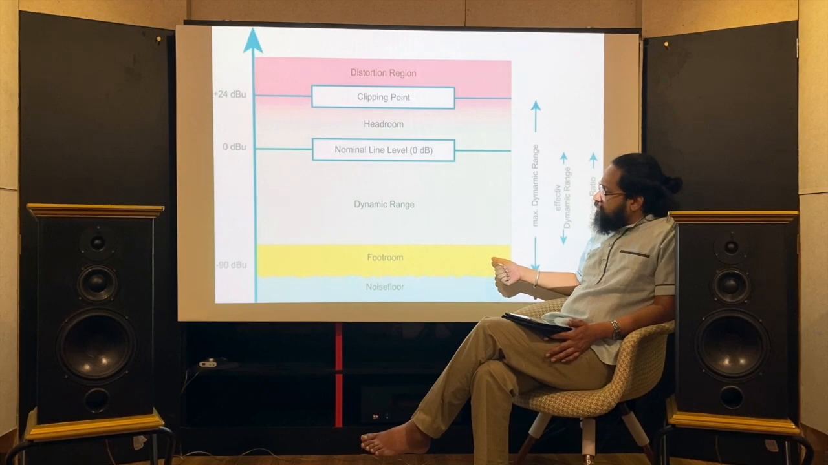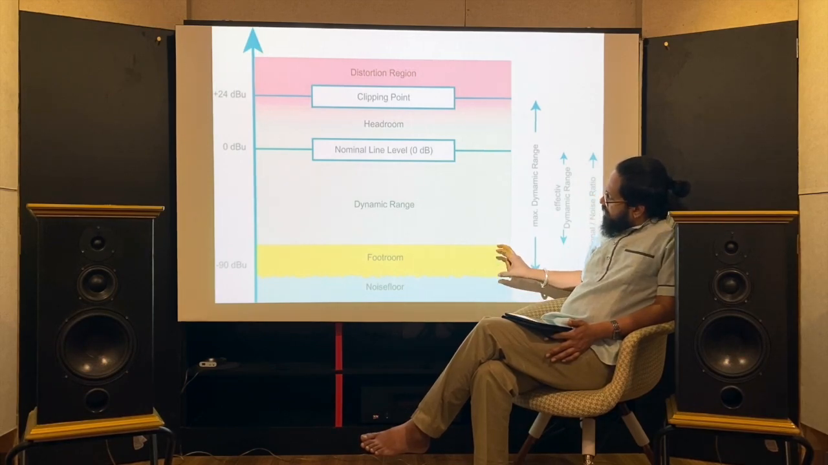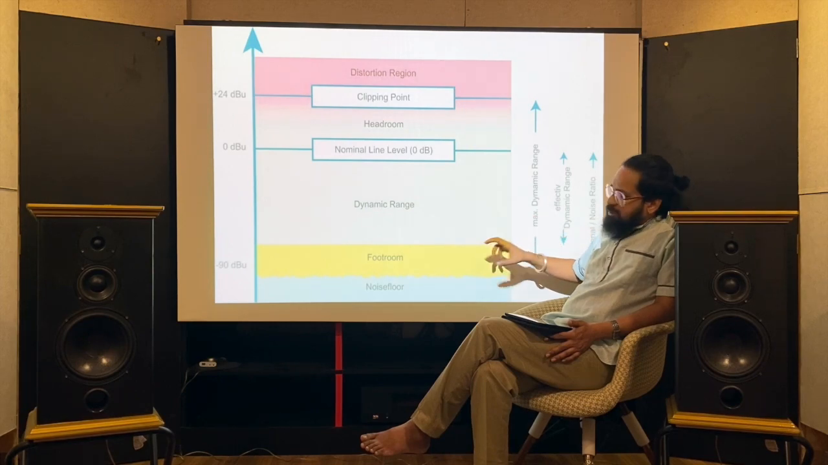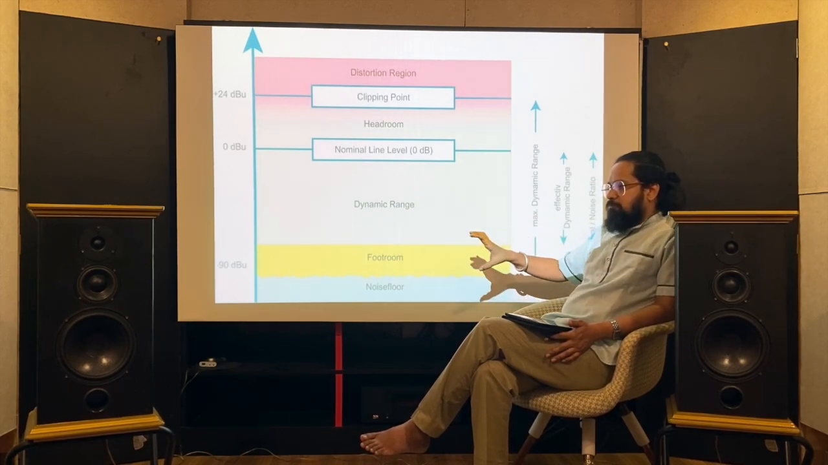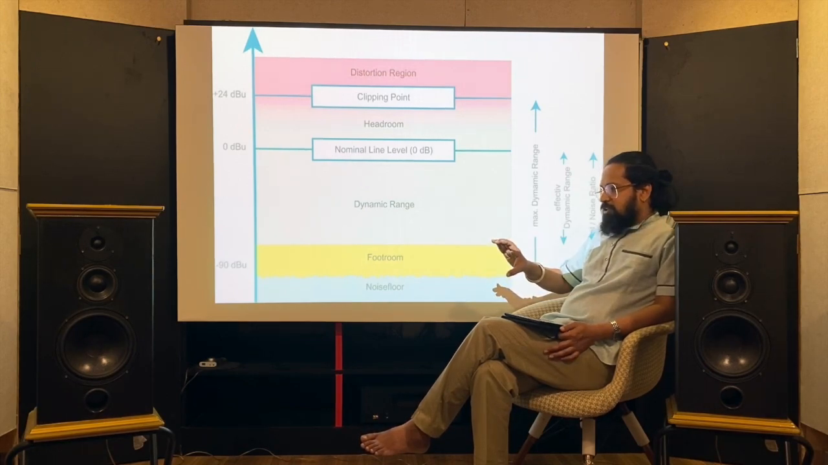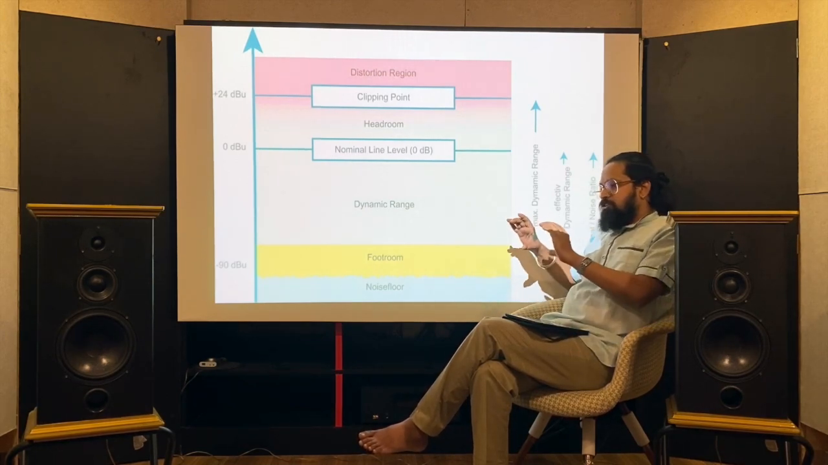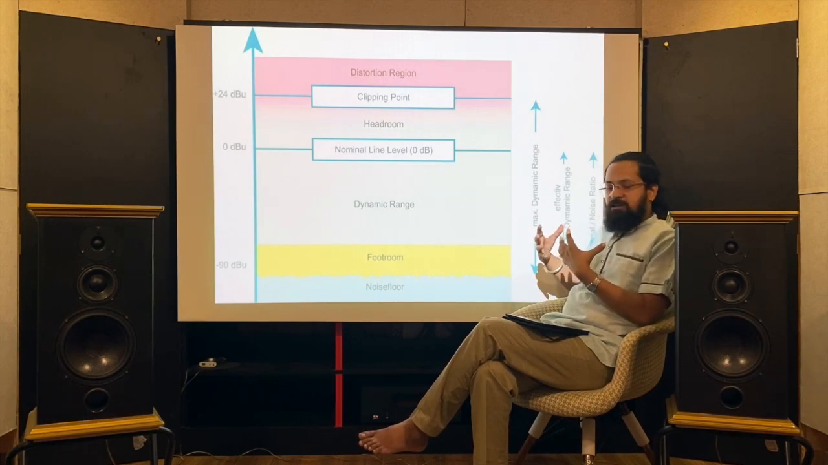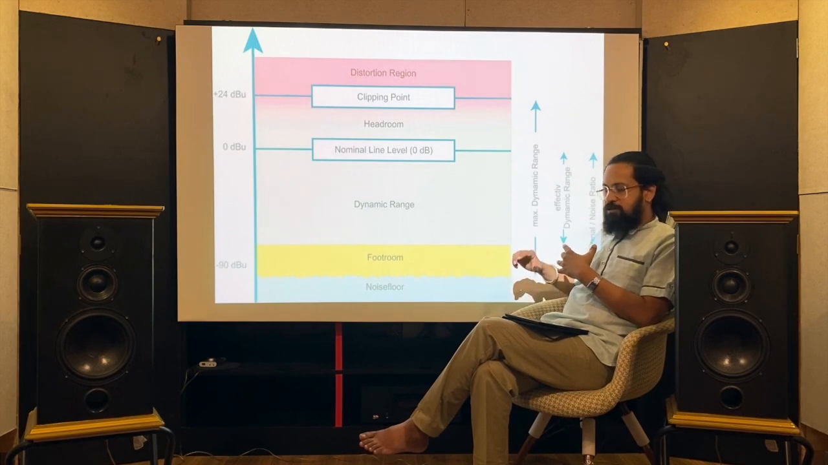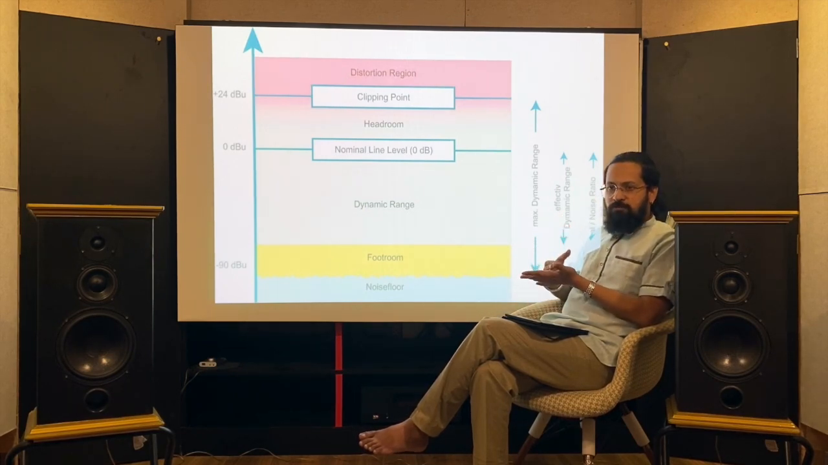You have what is called a foot room. Foot room is the lowermost level of loudness which a human being can generally hear. Anything below it, below the foot room, is the noise floor, which pretty much tends to be inaudible.